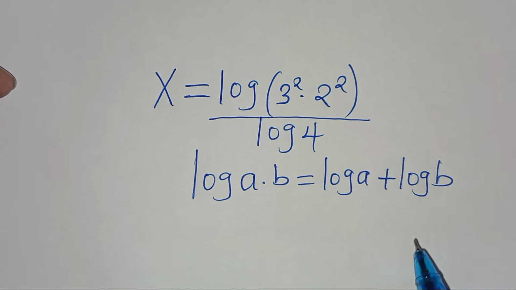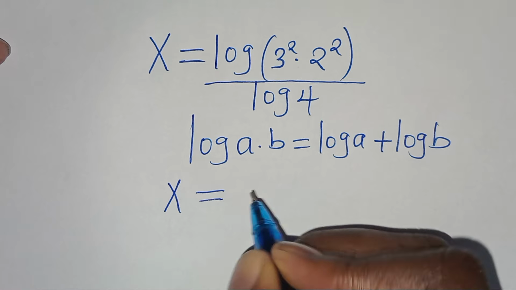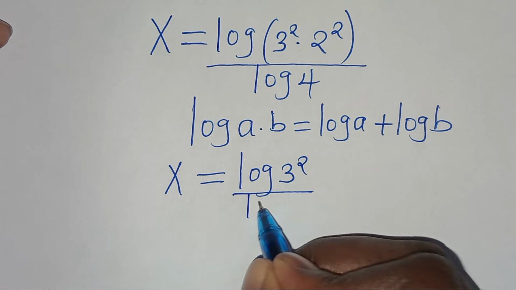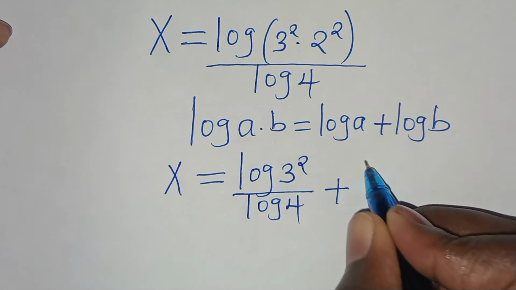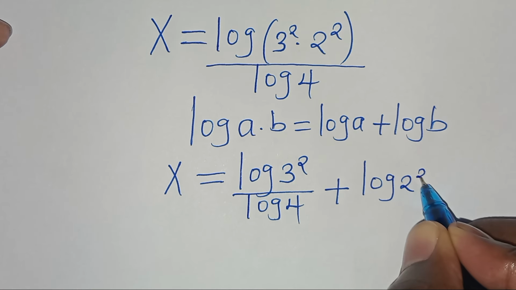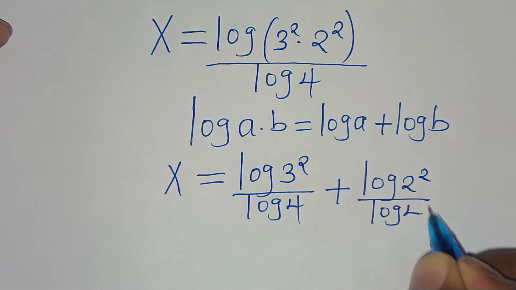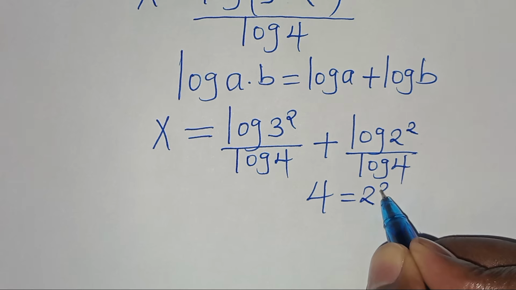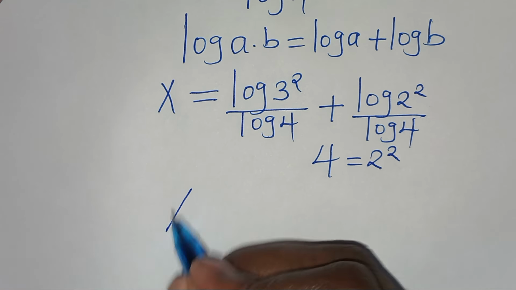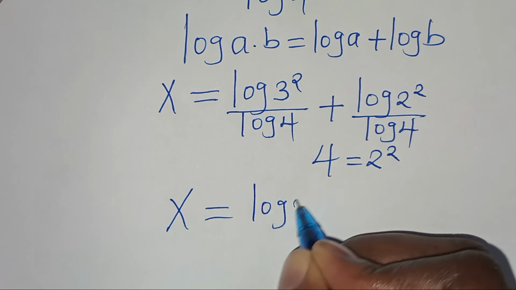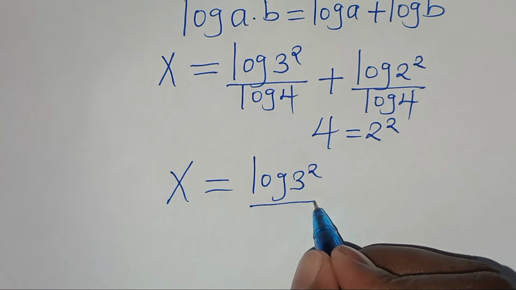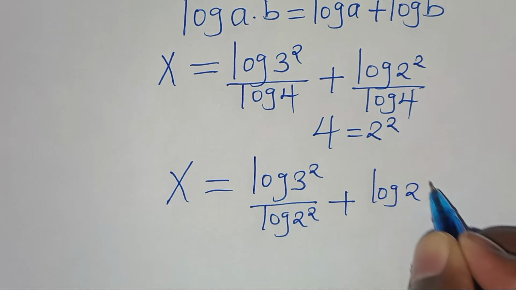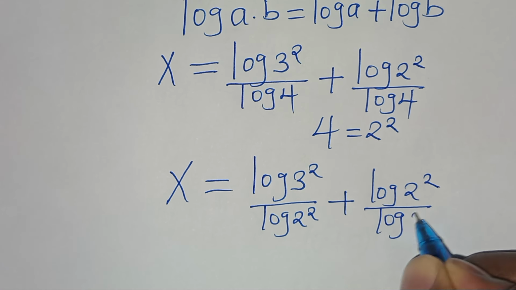Applying this logarithm property, we have that x here is equal to log 3 to the power of 2 divided by log 4, then plus log 2 to the power of 2 divided by log 4. Now we can express 4 as 2 to the power of 2. So therefore here we have x equal to log 3 to the power of 2 divided by log 2 to the power of 2, then plus log 2 to the power of 2 divided by log 2 to the power of 2.